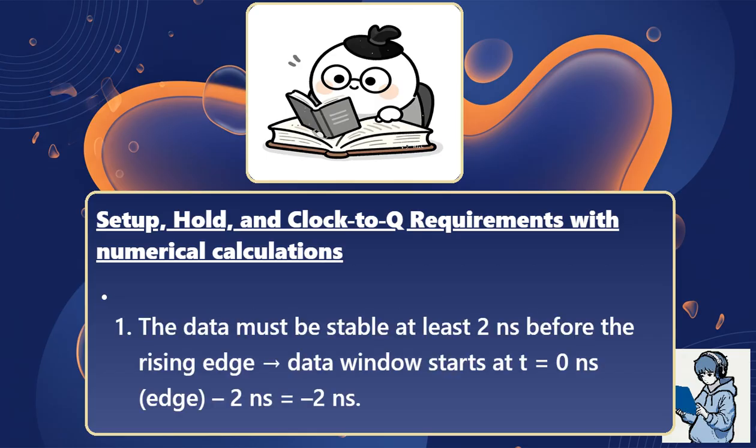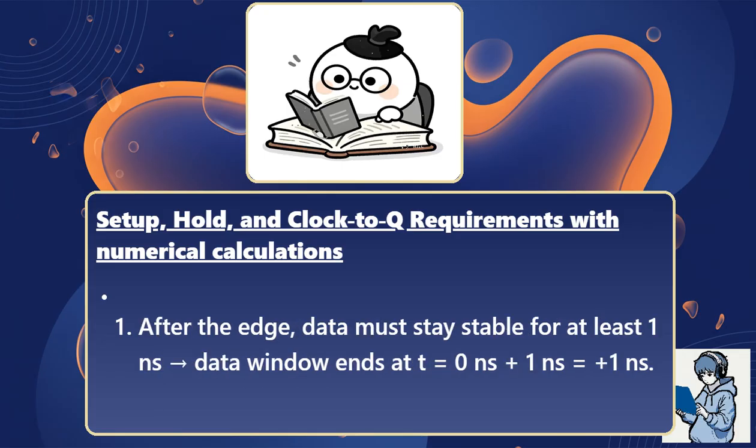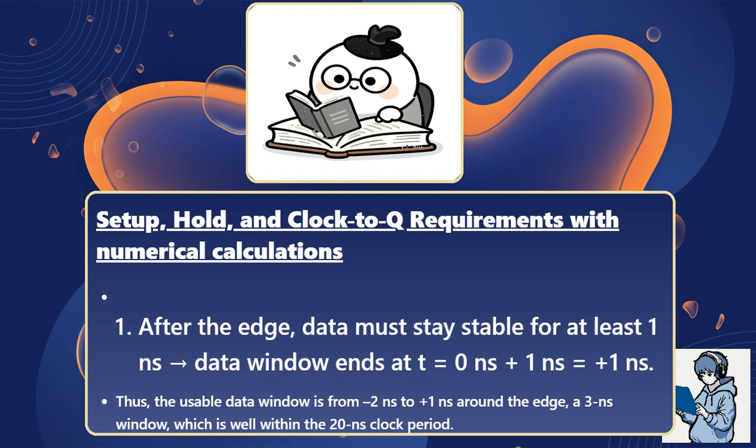1. The data must be stable at least 2 nanoseconds before the rising edge. The data window starts at T equals 0 nanoseconds, edge minus 2 nanoseconds equals minus 2 nanoseconds. 2. After the edge, data must stay stable for at least 1 nanosecond. The data window ends at T equals 0 nanoseconds plus 1 nanosecond equals plus 1 nanosecond. Thus, the usable data window is from minus 2 nanoseconds to plus 1 nanosecond around the edge, a 3 nanosecond window, which is well within the 20 nanosecond clock period.